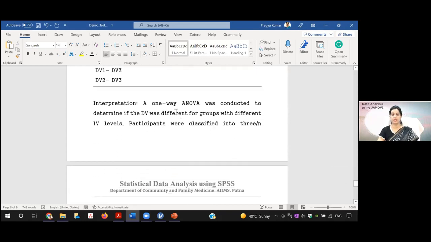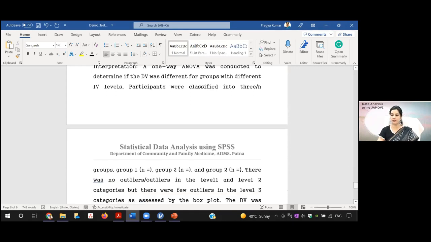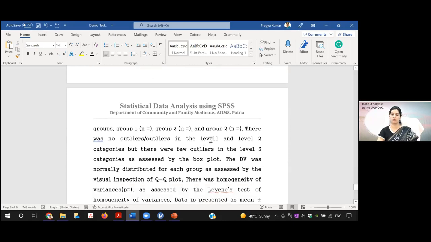And the interpretation is like: a one-way ANOVA was conducted to determine whether the continuous variable was different with the different levels of the independent variable. And the participants were classified into 3 groups or more than 3 groups. And you have to give the sample size also for group 1, group 2 and group 3. There were outliers or no outliers in the levels, level 1, level 2 and level 3. You have to check that by the box plot. So I assume that you know it. And then this dependent variable, the continuous variable, was normally distributed. And the homogeneity of variance, the value of P, was met.